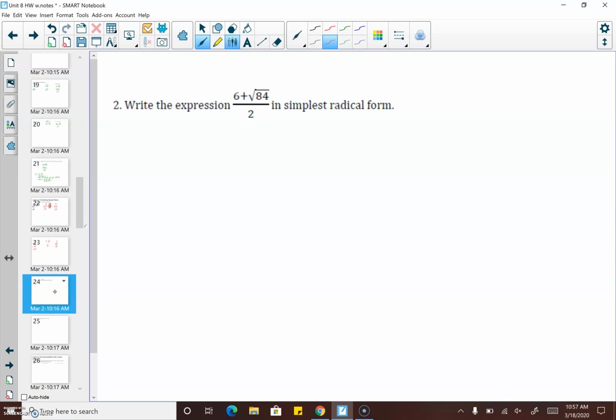Write the expression 6 plus square root 84, over 2, in simplest radical form. Now the biggest mistake people make is they try to cross out the 6 and the 2 right away. But again, you're not allowed to do that with that square root present. So the first thing you have to do is go into your calculator and split that 84. When you do that, your winning combination looks to be 4 and 21. So square root 4, square root 21 comes back together to give us 2 square root 21.